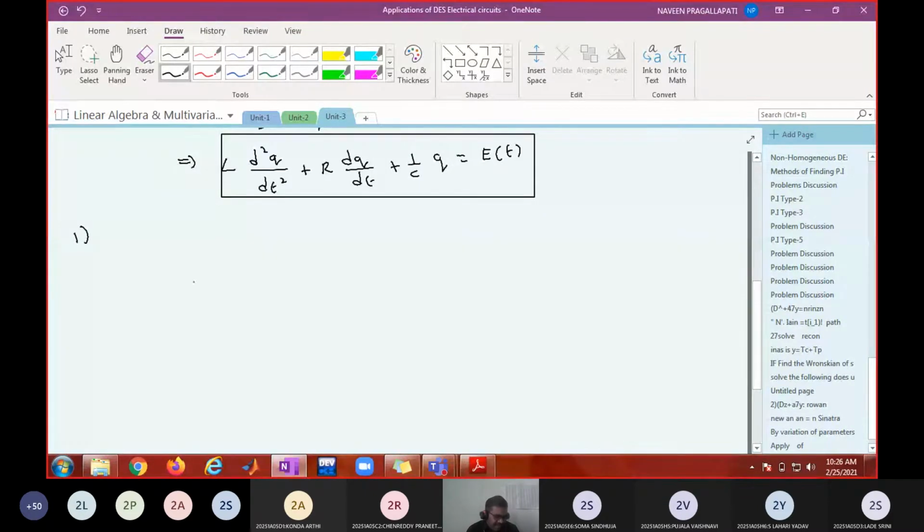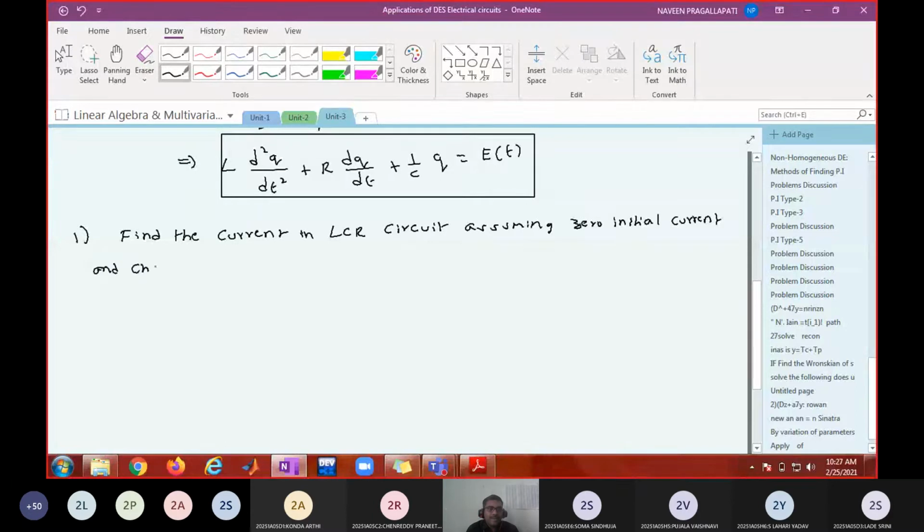Find the current in the LCR circuit. All of you note down. Find the current in LCR circuit, assuming zero initial current and charge.